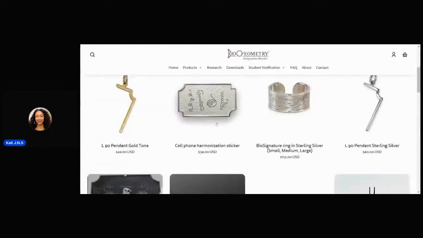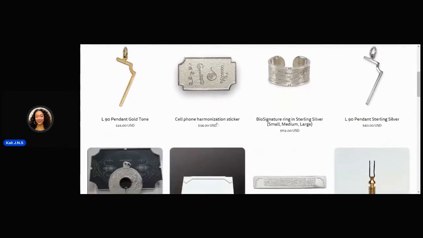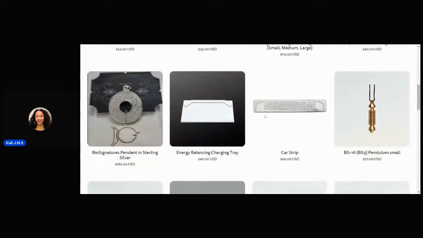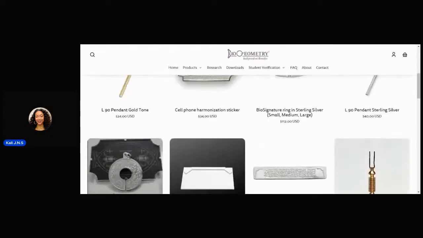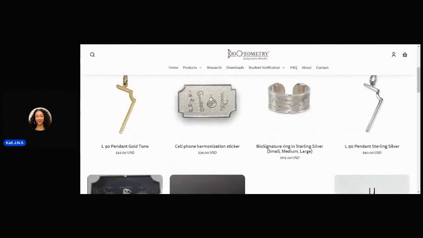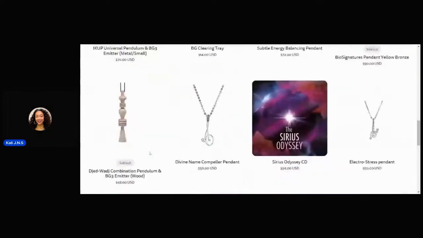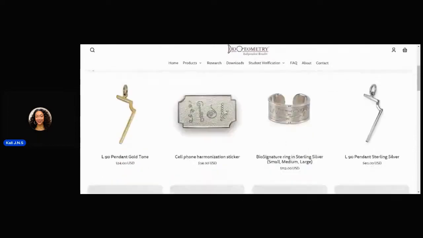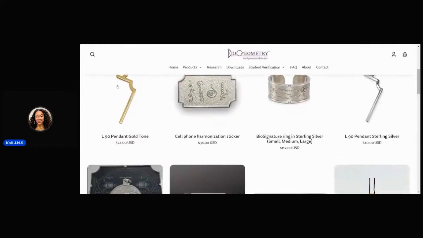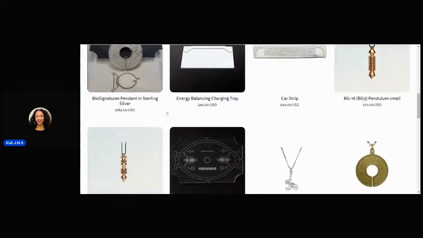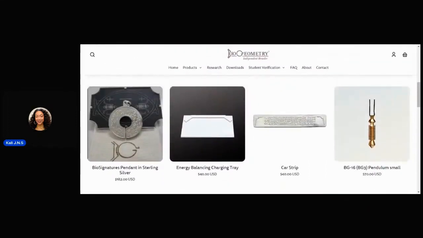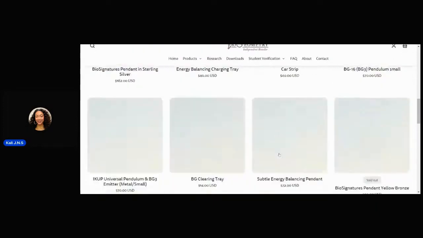For those that want to, because again, these symbols carry an interdimensional code, you might want to just go to this website and use some of this stuff. They have the cell phone harmonization. You put this on there. The L90 pendant. You put that on the Wi-Fi boxes, but they have the actual stickers. You can also wear this around your neck. They have a car strip. This is the BG pendulum.